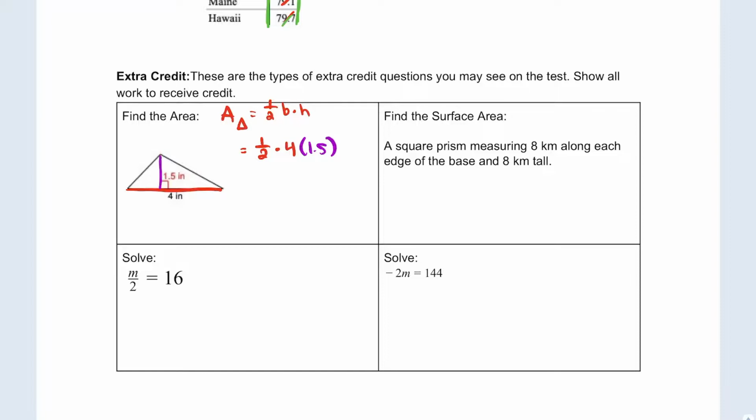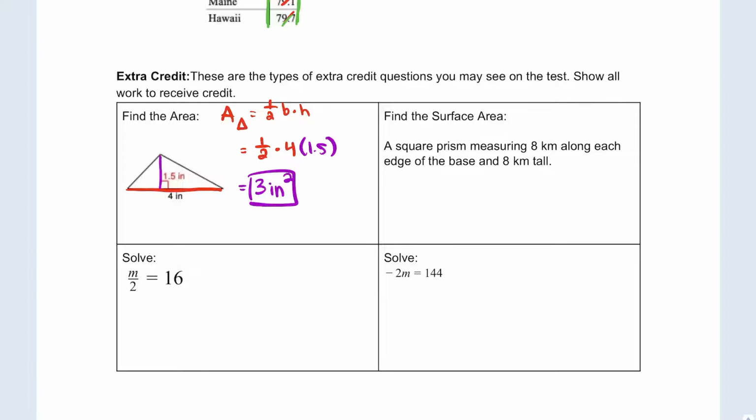Now I just got to get out my calculator. 1/2 times 4 is 2. 2 times 1.5 is 3. So the area is 3. Then you also need to include your units. And because we're talking about area, our units are inches squared. So there we go.